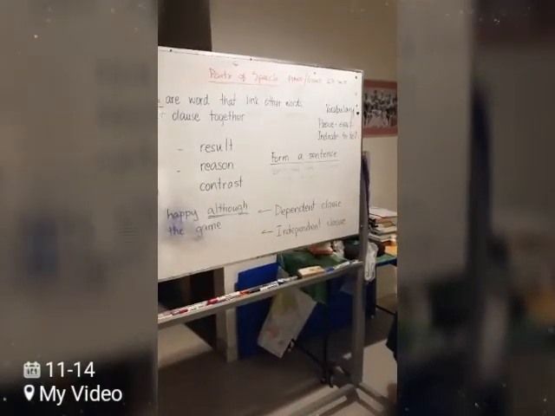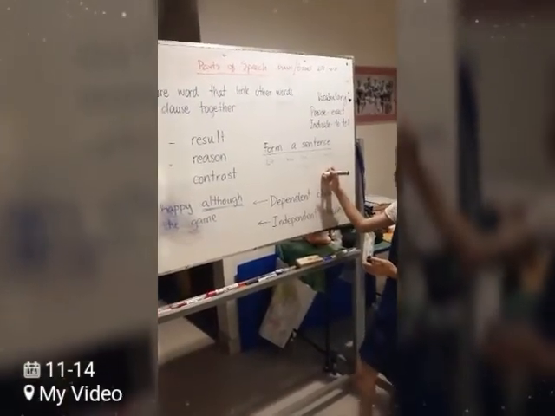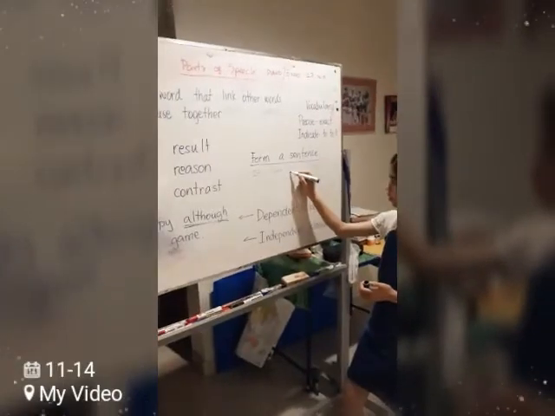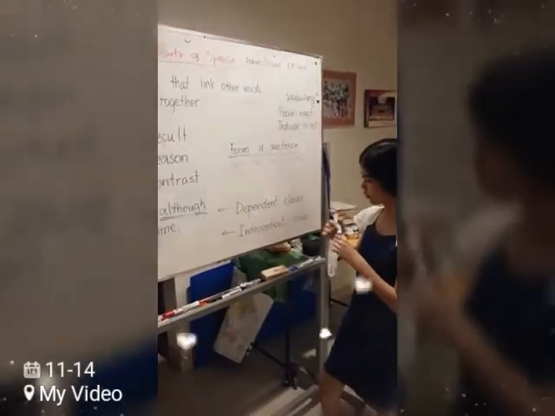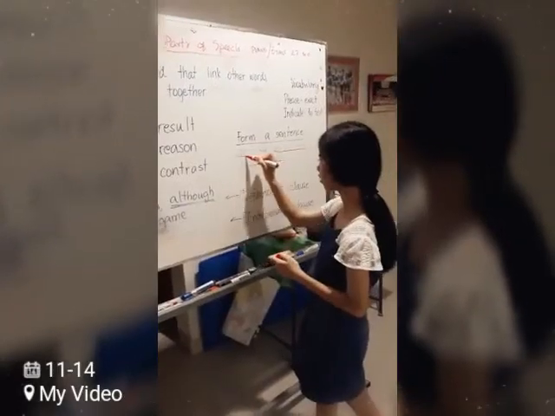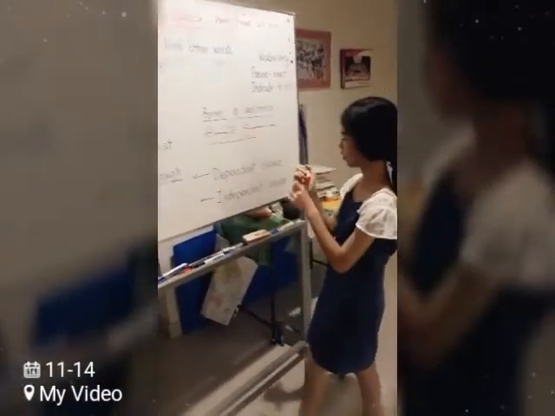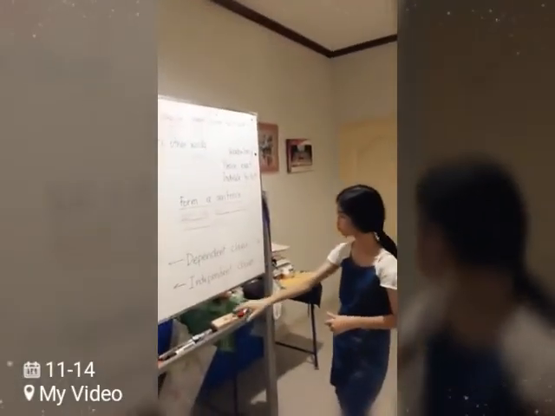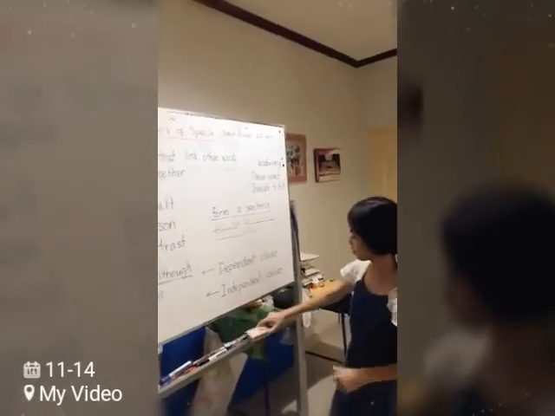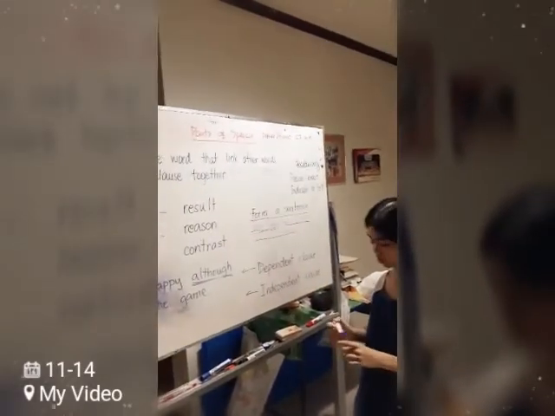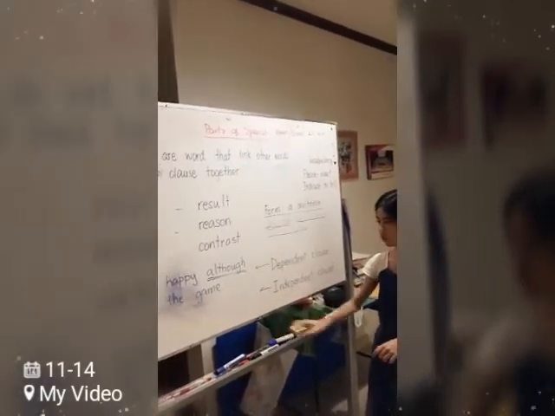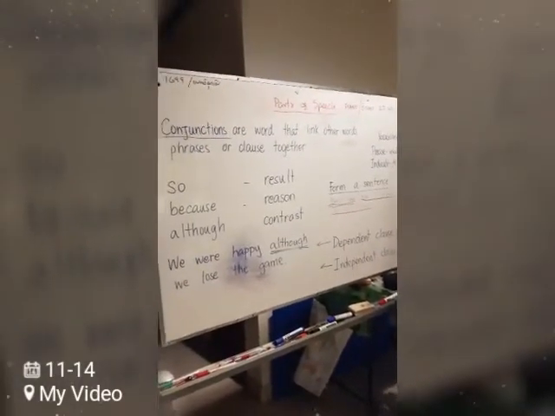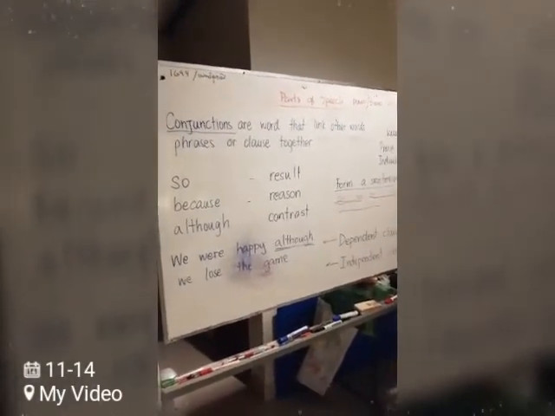Can you underline which is dependent and independent? One line for dependent, two lines for independent. You can use the other. Okay. Can you give an example of each of those conjunctions without writing? Just tell me. First, so, next, because, and then although. Because. Examples of because.